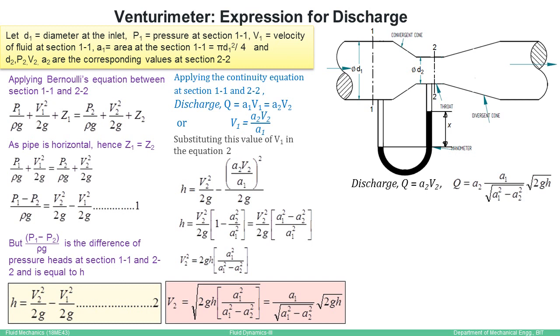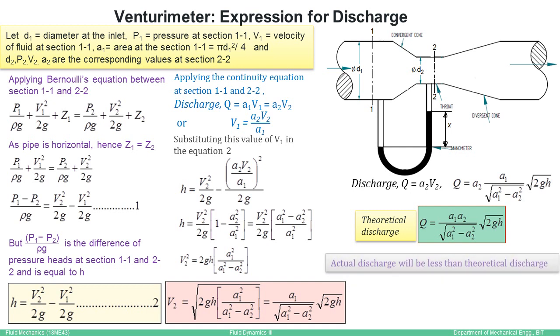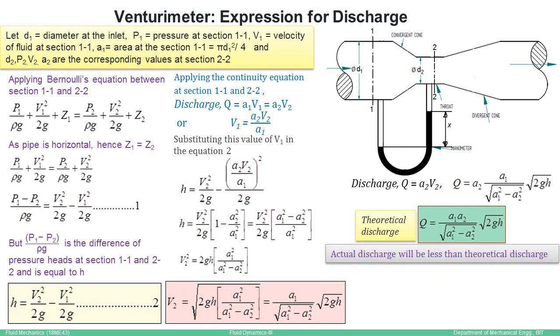Substituting that q v2 in this equation, we have the discharge equation Q is equal to A1 A2 into root of 2gh divided by root of A1 square minus A2 square. Remember, this is a theoretical discharge for the case, but the actual discharge from any fluid flow measurement will always be less than the theoretical measurement.